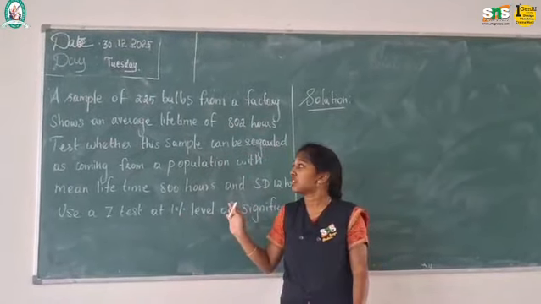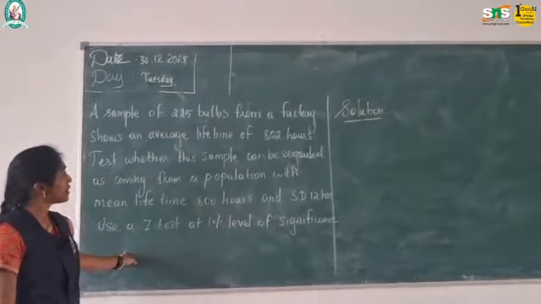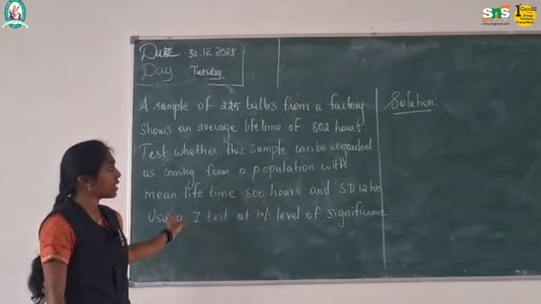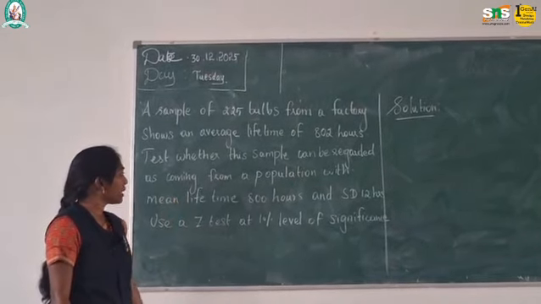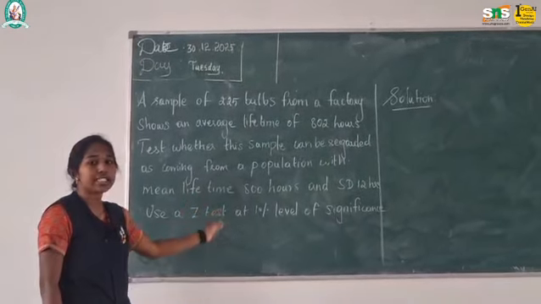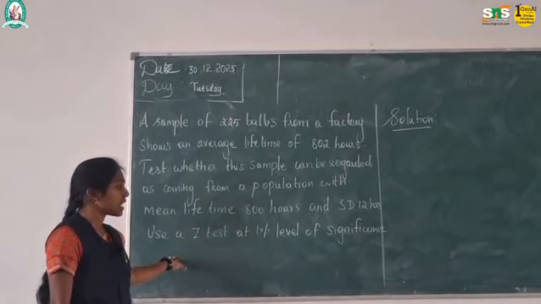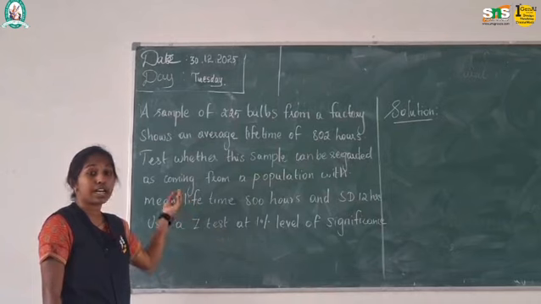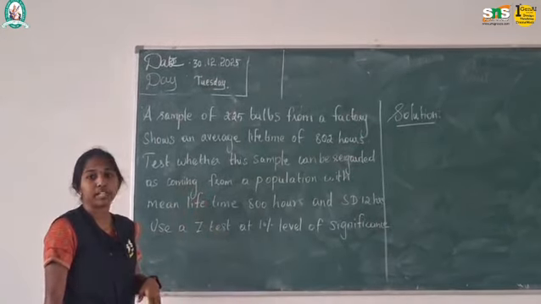The hypothesis. So this is the problem statement. A sample of 225 bulbs from a factory shows an average lifetime of 802 hours. So we have to test whether this sample can be regarded as coming from a population with mean lifetime of 800 hours and standard deviation for this population is 12 hours. So we have to use a z-test at 1% level of significance to decide whether we accept our hypothesis or reject the hypothesis. So this is the problem statement.